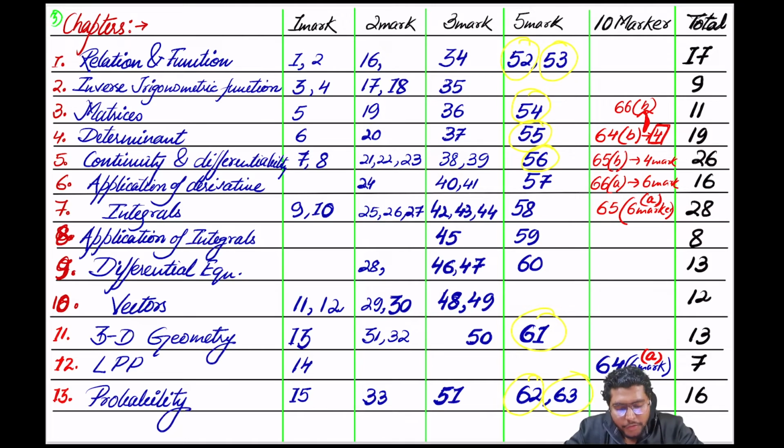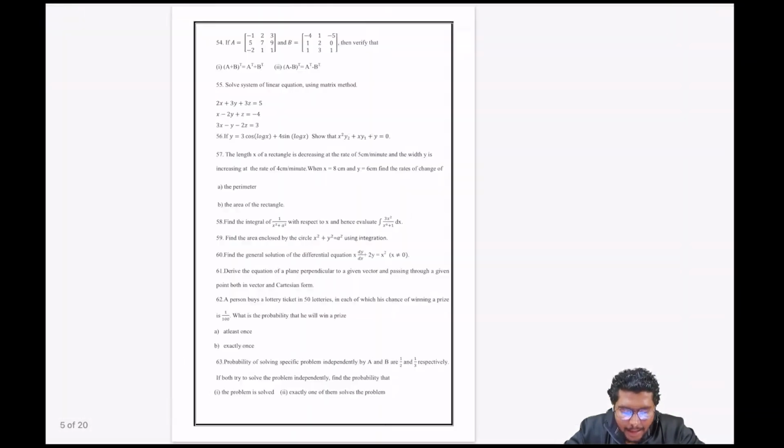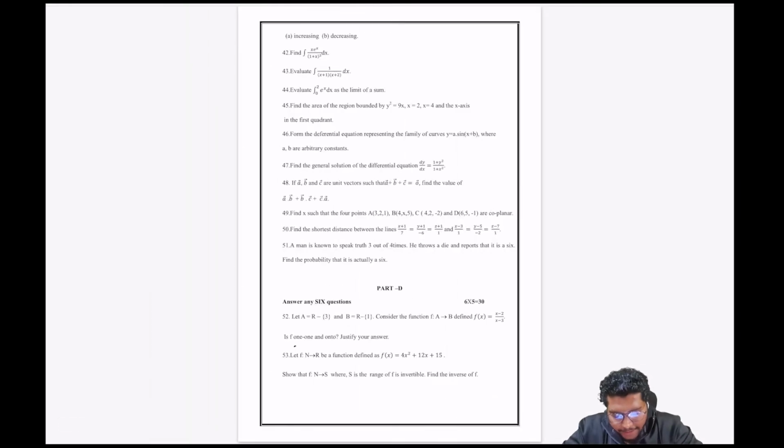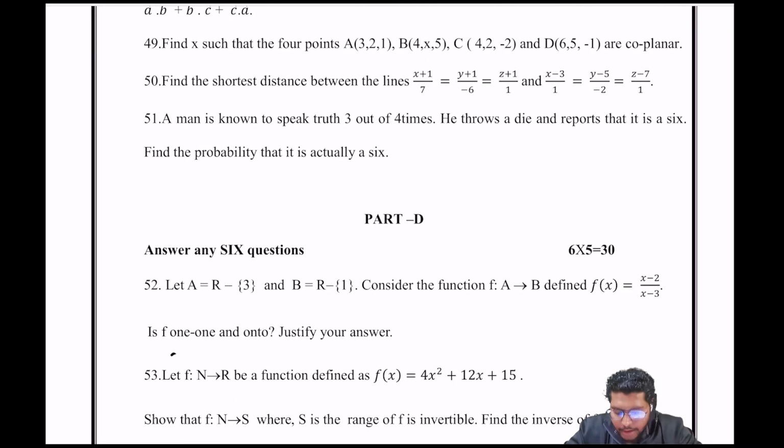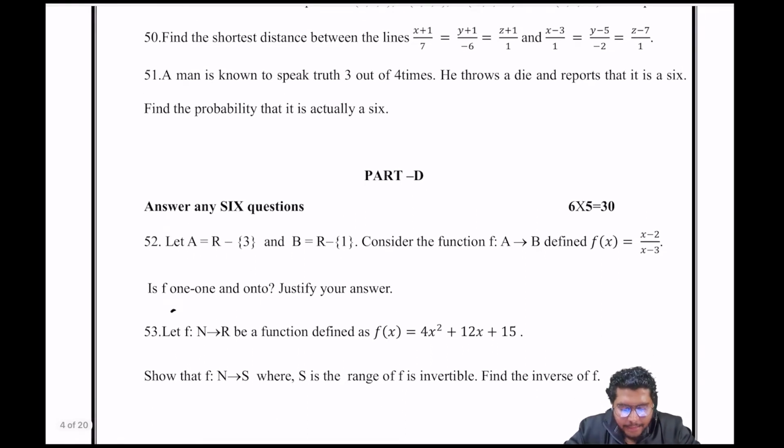First, on relation function, if I see the sample paper, students, let me just enhance it. Now, if I see the sample paper here, what is the question? A set is given, B set is given, a function is given, and you have to prove 1-1 and onto. Very simple. Second, again a function is given, a condition is given, and we have to show that it is invertible.